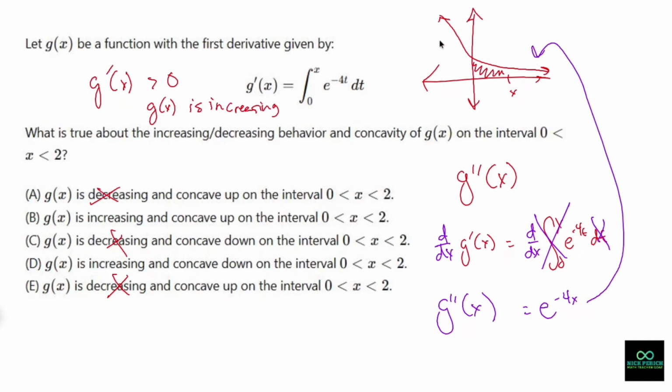Now that picture, even though the picture is drawn poorly, sure looks like the left side of concave up, doesn't it? So we can say that this is concave up. So since g of x is increasing and g of x is concave up, we could say that my answer is going to be B for this one.